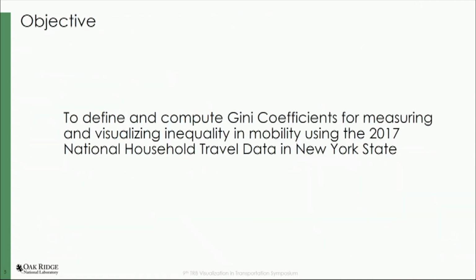Now, the objective of this study is to define and compute Gini coefficients or indexes for measuring and visualizing inequality in mobility. Specifically, we're using the data set from the National Household Travel Survey, with a focus on the New York State data set, which is an add-on data.